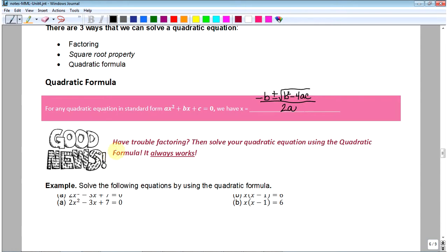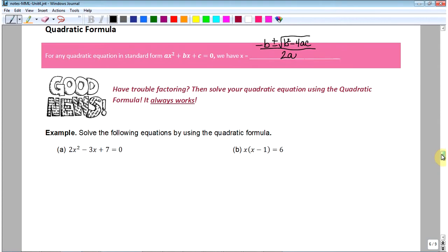So the good news is that if you have trouble factoring, you can always use the quadratic formula to solve your equation. It always works, whereas you may have an expression that does not factor. So for our first example, we're going to solve this equation using the quadratic formula. So first, let's make sure we have the right format.